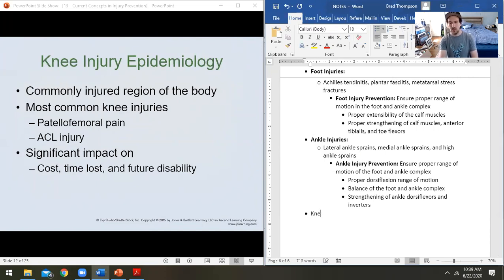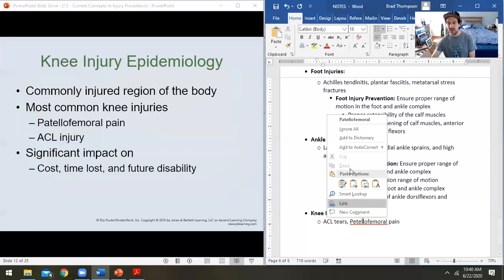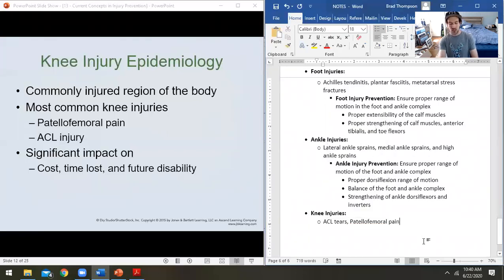Yeah, knee injuries. So really common ones. This is a very, very commonly injured area, but we've got ACL tears, patellofemoral pain, right? So let's say you are getting jumper's knee, runner's knee is another really common one. So like IT band syndrome, and meniscus tears. Okay, those are also really common.